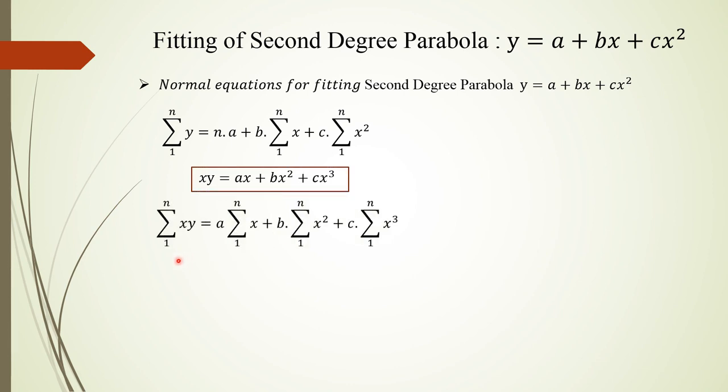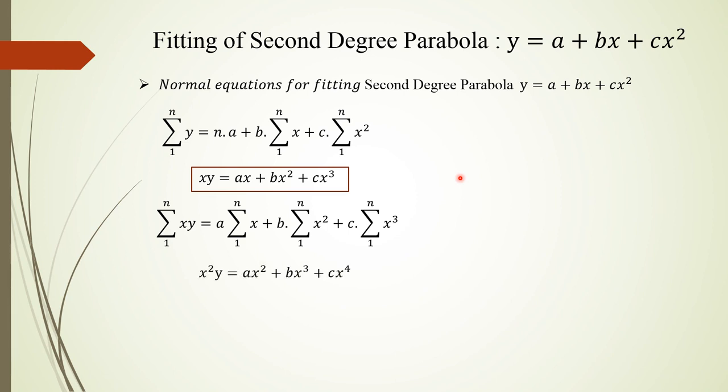So the second normal equation is summation of xy equal to a into summation of x plus b into summation of x square plus c into summation of x cube. Okay, this is the second normal equation.